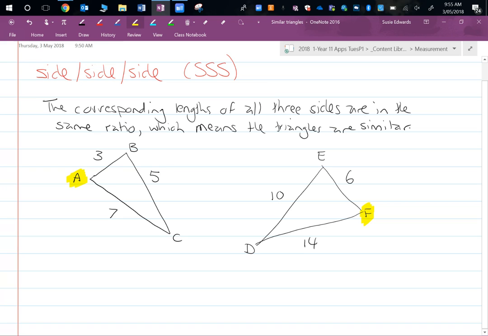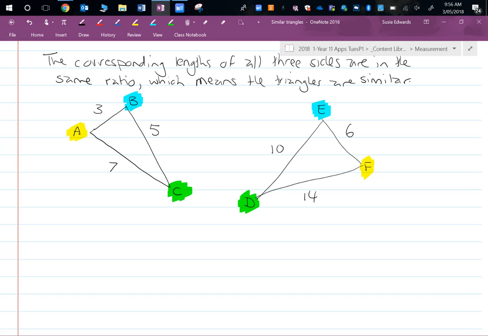F. Okay, so you've got to realise that sometimes they can be mirror images or they can be turned around, rotated. Okay, so you need to be able to work out which ones. And if you do the highlighting first, it will make it a lot easier. So B corresponds to E, and therefore C corresponds to D. And if you do that, things get a lot easier when you're writing things down.